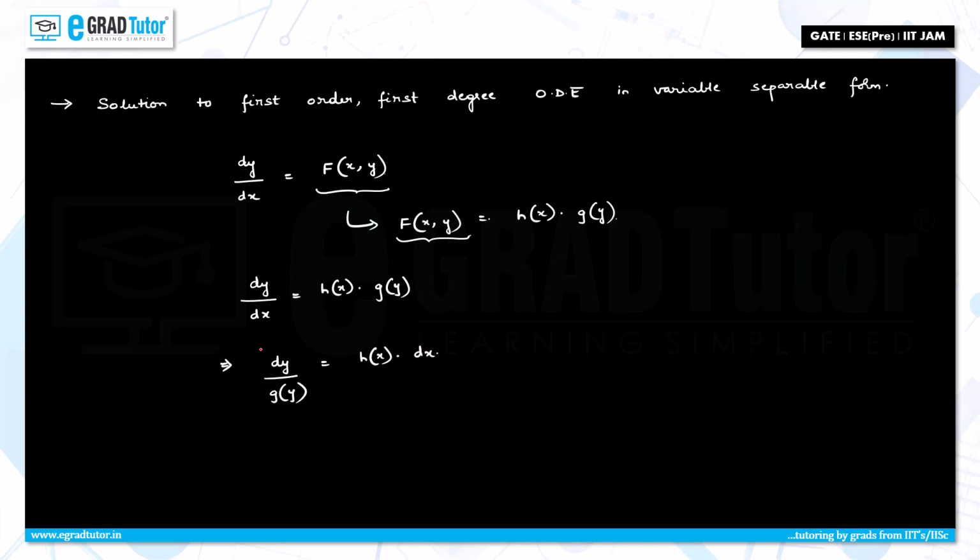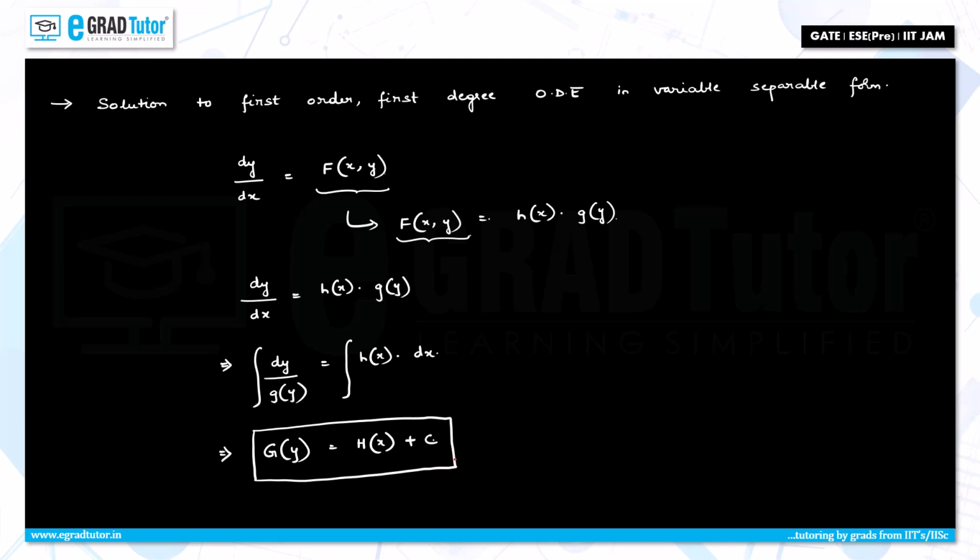Now when you integrate, you get the solution as capital G of y is equal to capital H of x plus c. This is how you can solve problems using the variable separable technique. This is called the variable separable technique.